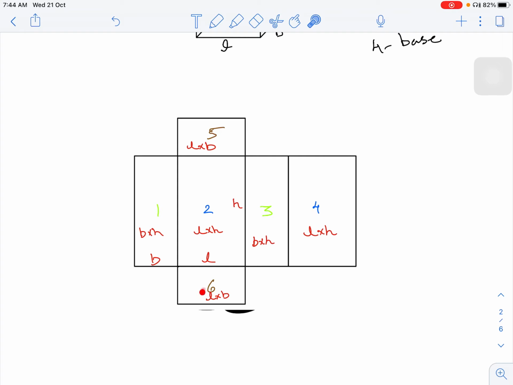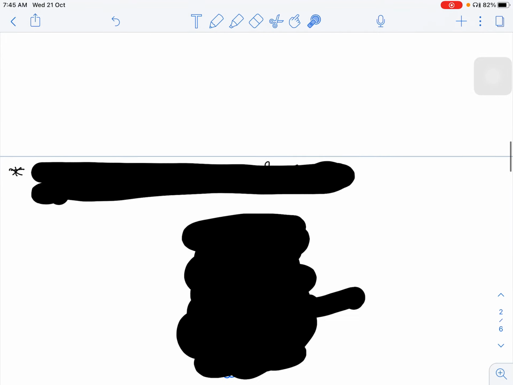Now let us learn our next part, that is how to find the curved surface area of a cuboid. Curved surface area means we have to find the area of only these four rectangles. The fifth and sixth rectangles are not considered in curved surface area. It is also known as lateral surface area. So let us find it.